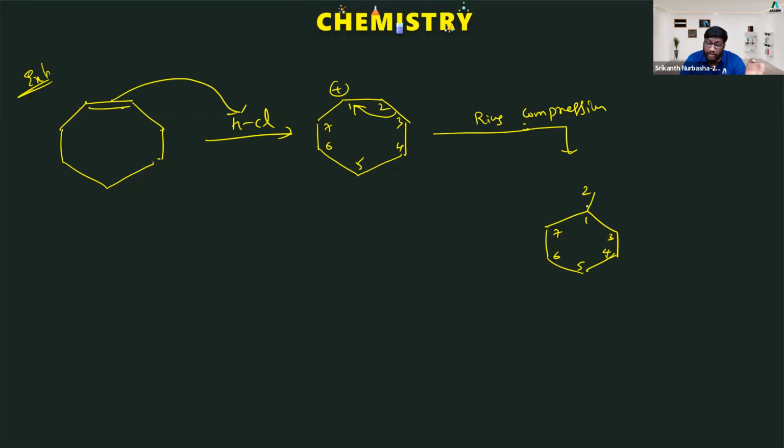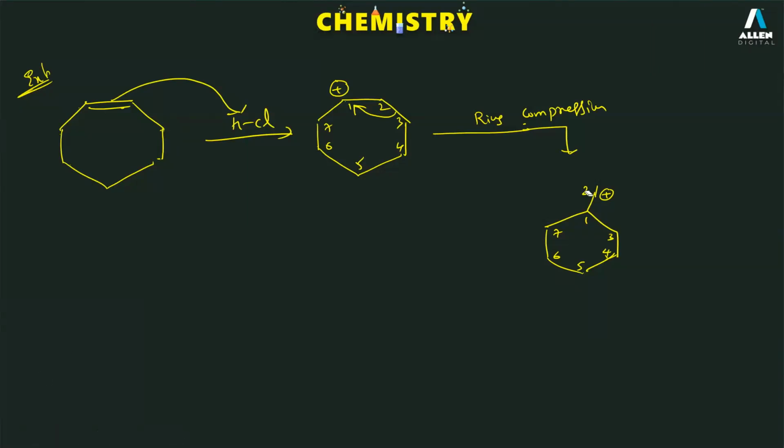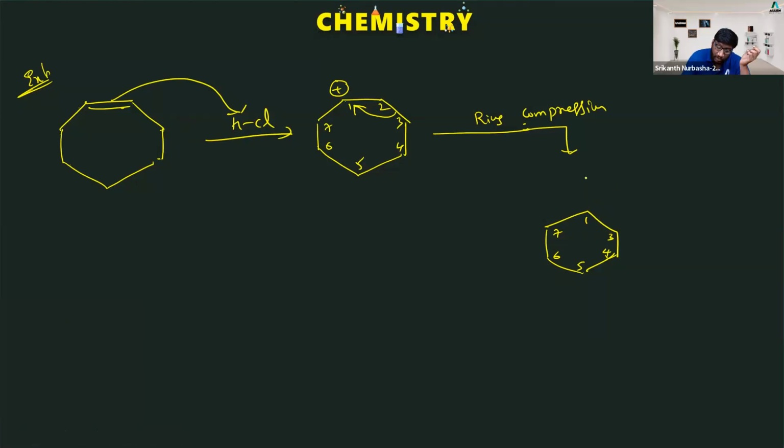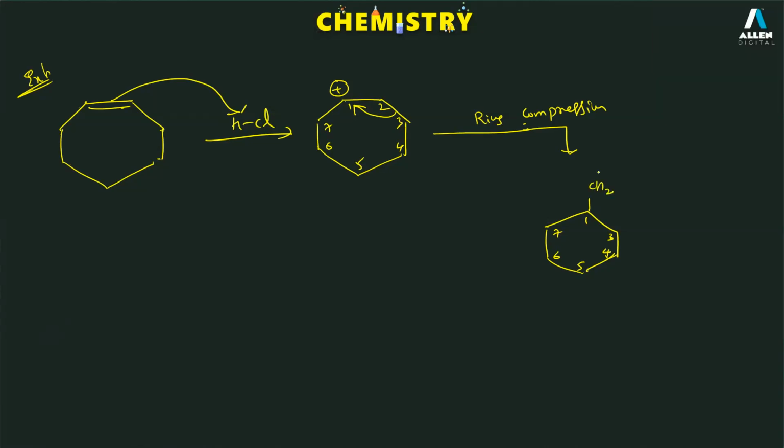So first carbon will become neutral now because earlier it had a positive charge. 3rd carbon, no loss, no gain, but 2nd carbon has seen the net loss. Since it has seen the net loss, it will have a positive charge. It is nothing but CH2 plus. Yes or no? What type of carbocation is this? Primary carbocation.